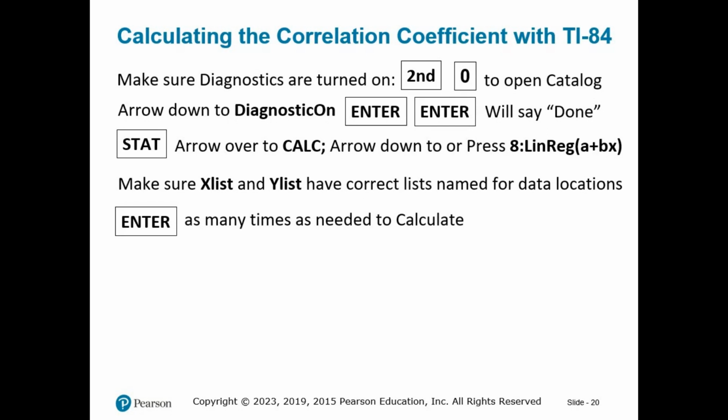Now press the stat button, arrow over to the calc menu, then arrow down to or press 8, LinReg(a+bx). It will give you a chance to change X list and Y list to make sure you have them listed correctly. If you put those numbers into L3 and L4 or some other list, make sure that you change those. Then press enter as many times as needed to calculate. If you need to pause the video so you can get these notes down, you can do so. They're in your lecture notes as well.